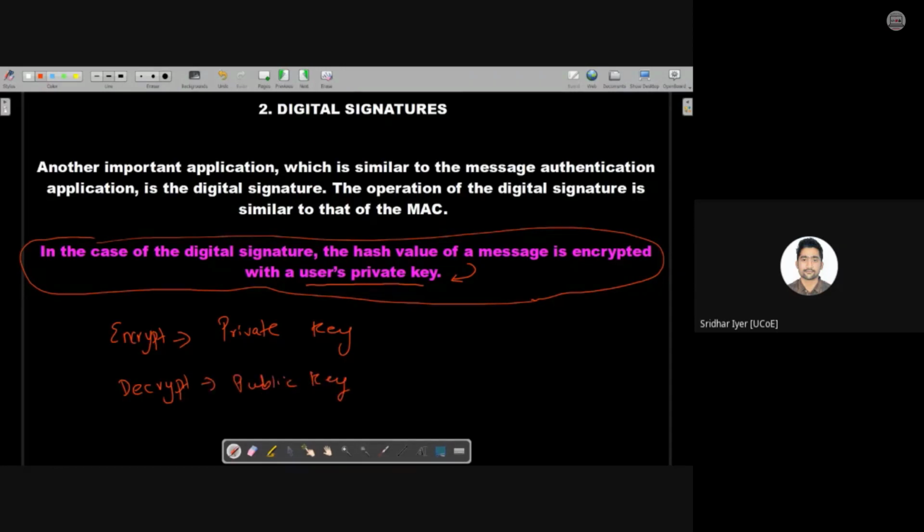Now you tell me whose public key and whose private key we are talking about. Kindly let me know your answers. Obviously, we know that encryption is done with the help of the private key. But whose private key, sender or receiver? Simran, both are users, so we are going to talk in terms of sender and receiver.